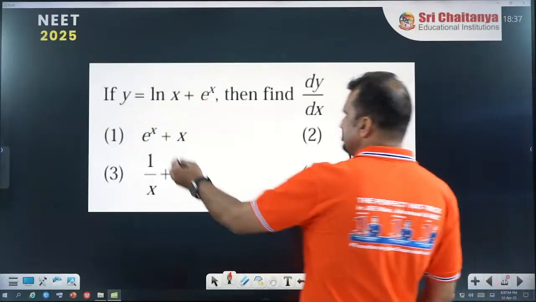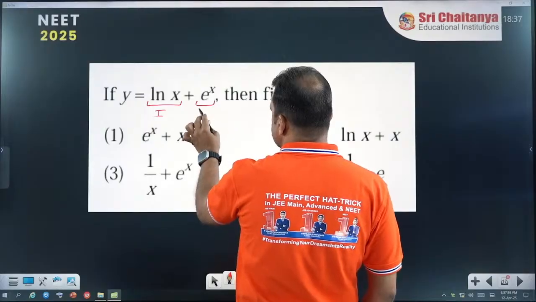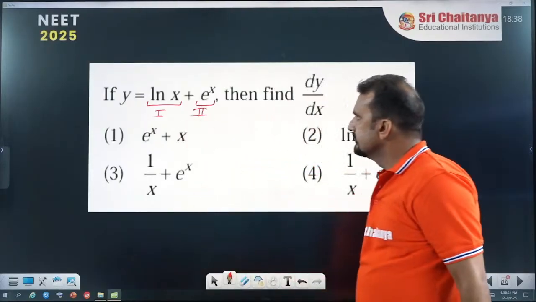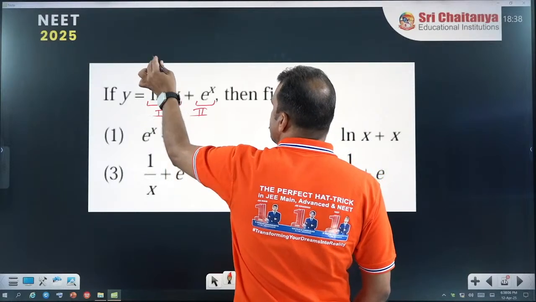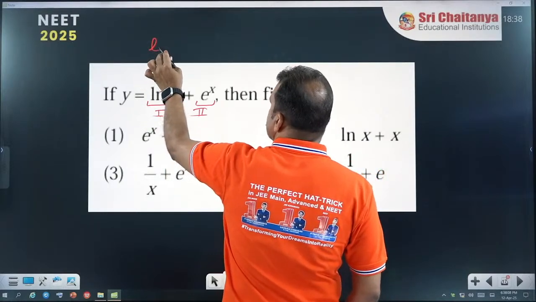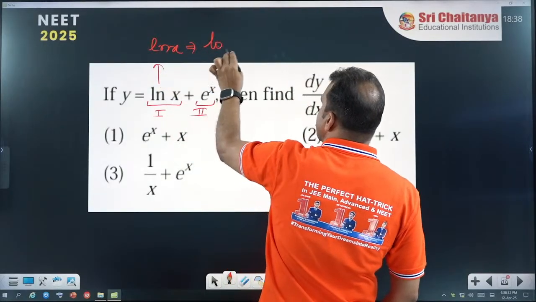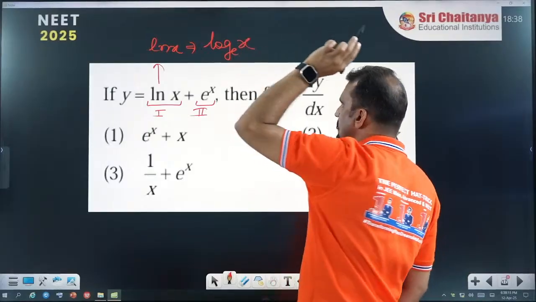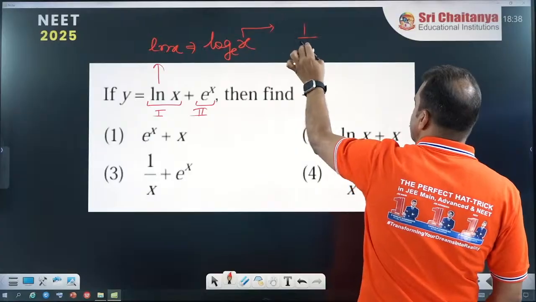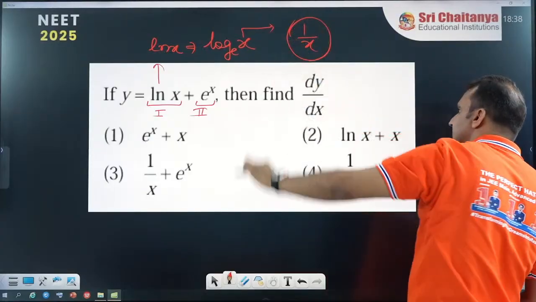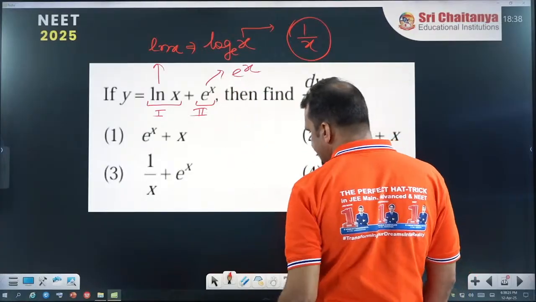Here also two functions. First one is ln x, second function is e power x. Differentiate the two functions separately. This stands for ln x. If you are unable to read this correctly, this is ln x, or you can say this is treated like log e x. This is called natural log. And log e x differentiation, we know that. What is the differentiation? This is going to be 1 by x. Differentiation of e power x is going to be e power x.